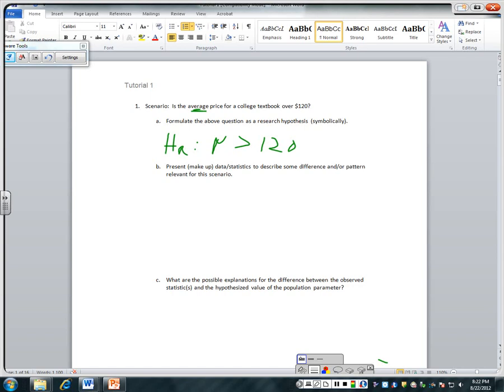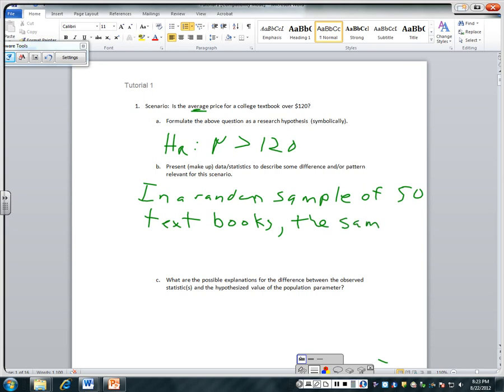Again, I'm just making this up from scratch. Let's say in a random sample, probably should say a simple random sample, of 50 textbooks, the sample mean price is $127.